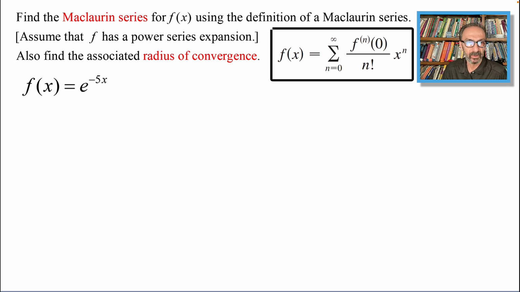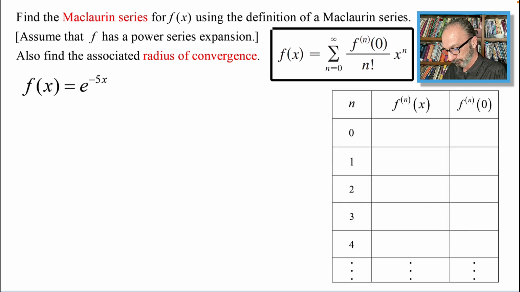To get started, we also need the derivatives, so we could write the summation. The second column in the table represents the derivatives. When n equals 0, that means it's the function itself. So we have the following: e to the power minus 5x. When n equals 1 means it's the first derivative. We have the derivative of e to the minus 5x will be minus 5 e to the power minus 5x.